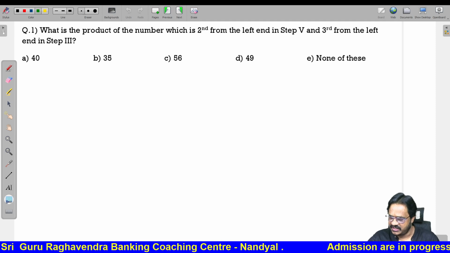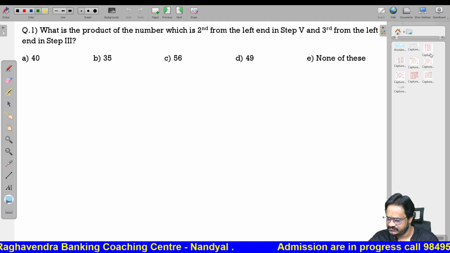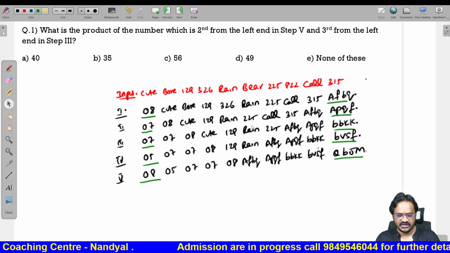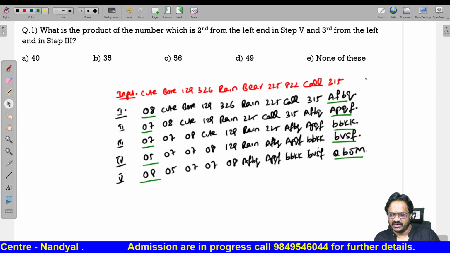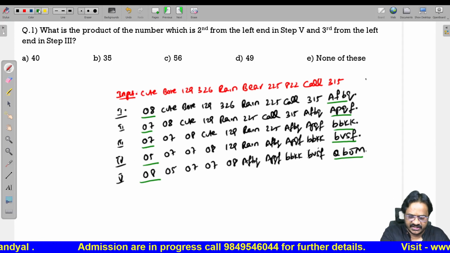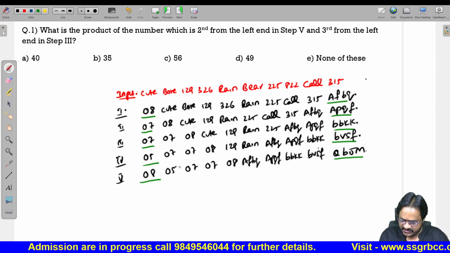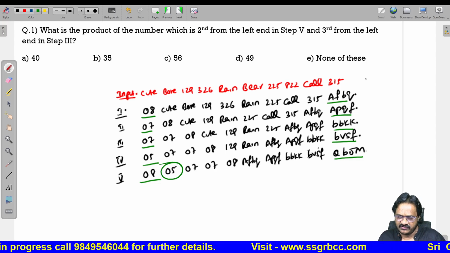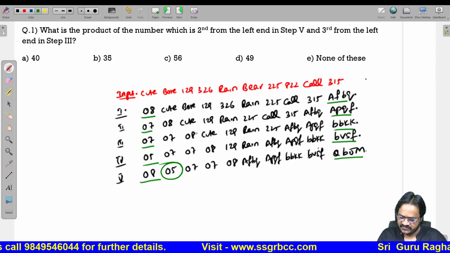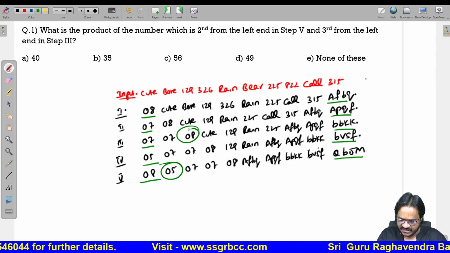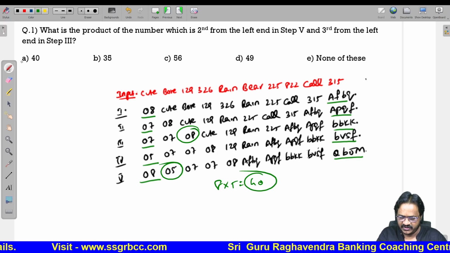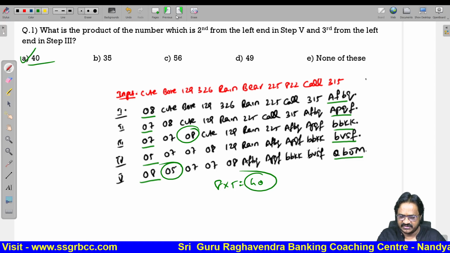Let us take the first question. What is the product of the number which is second from left in step 5 and the number third from left in step 3? In step 5, second from left is 5. Third from left in step 3 is 8. So what is the product of 8 into 5? That is 40. 40 is the correct answer.